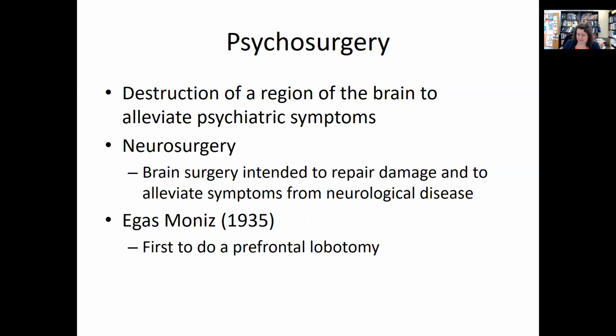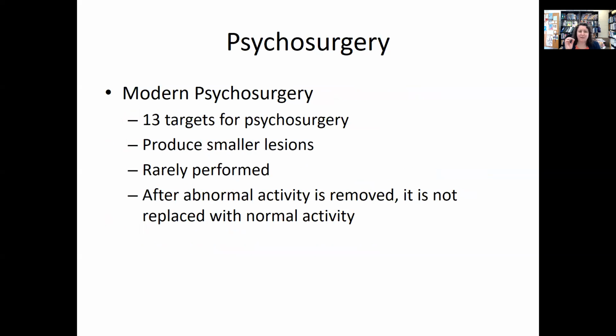Ethically, we would not allow this to occur today. So modern psychosurgery has 13 specific targets. There's a slide next that'll show you those targets. You have very small lesions that are carefully planned. And also, we don't do psychosurgery that often. This is sort of the last resort. We're going to try medication, therapy, anything we can to avoid cutting into someone's brain if we don't have to, right?